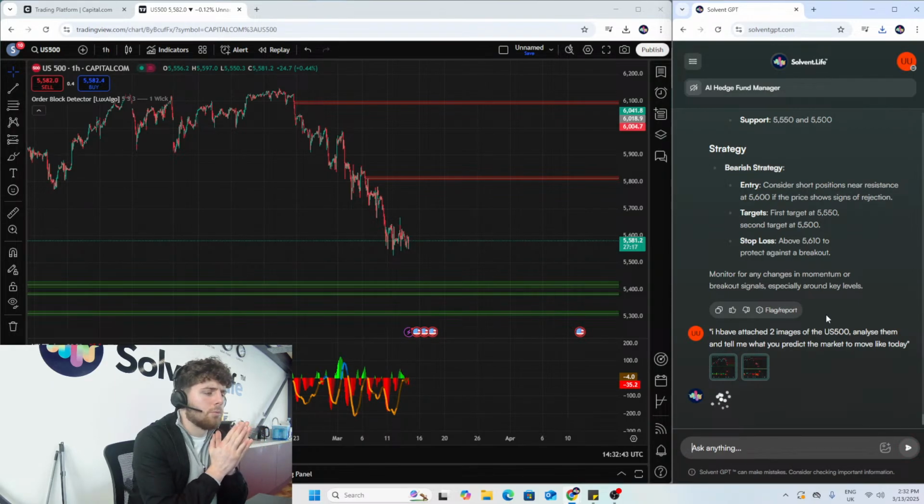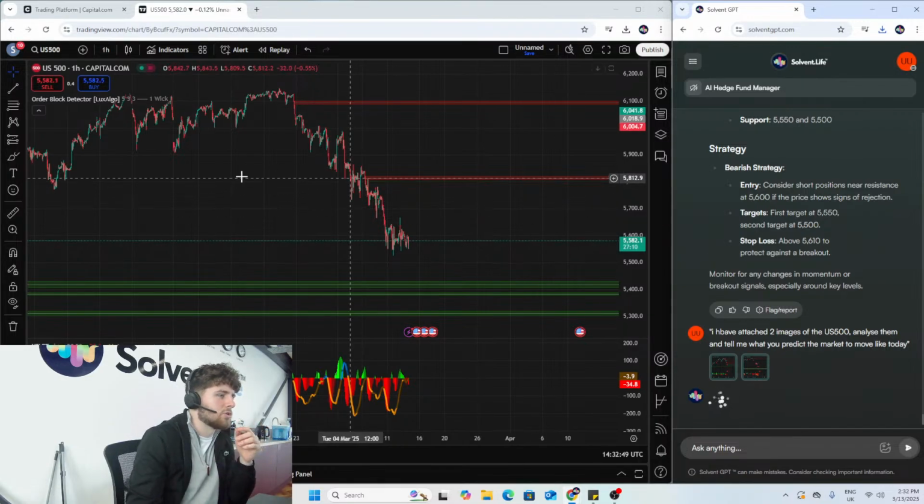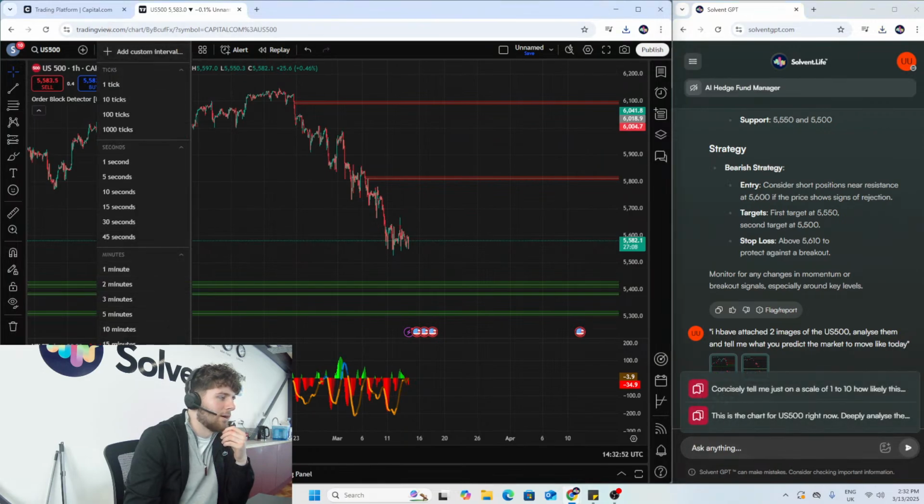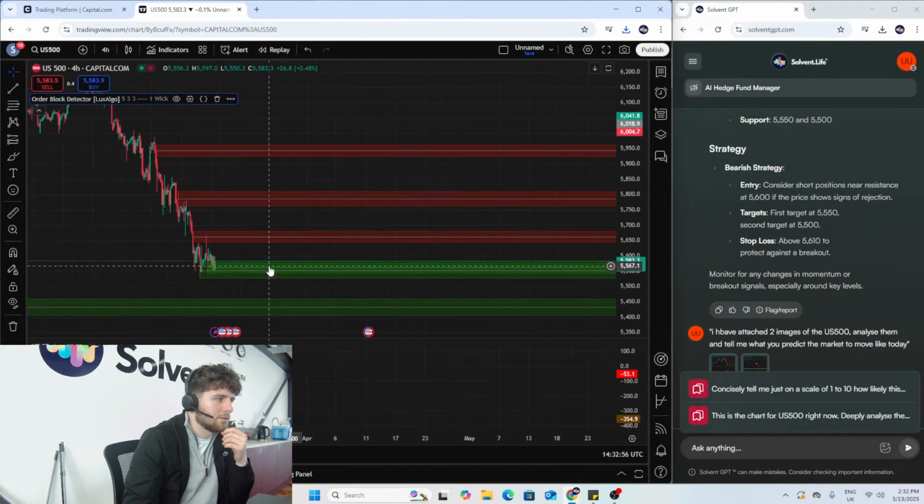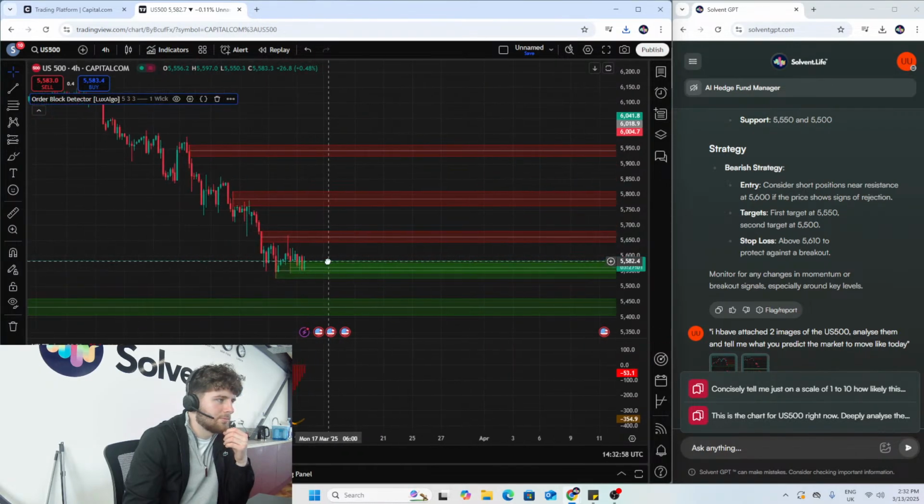So we'll see what the GPT gives us, what kind of information we get, and most likely this will influence the sort of trades we take today. Now, as we can see on the 4-hour, there were quite a few order blocks down here at these levels.